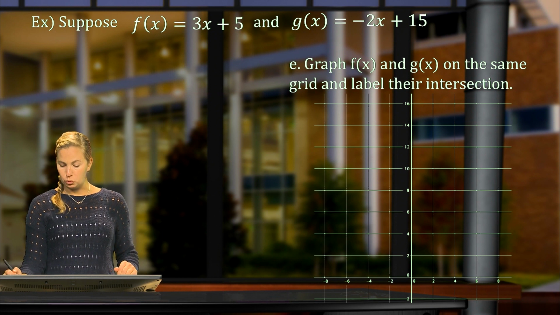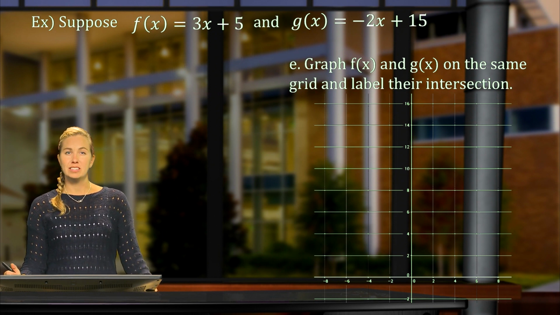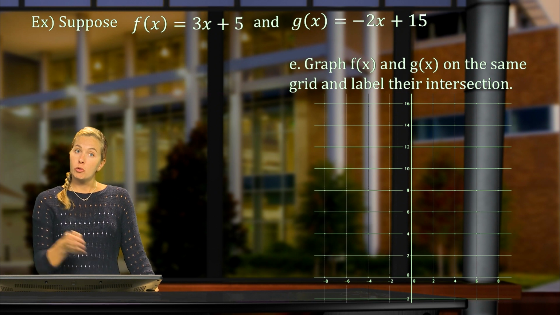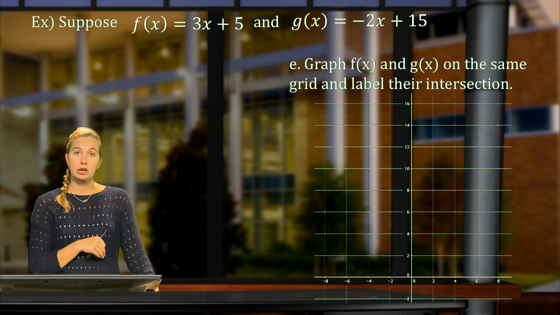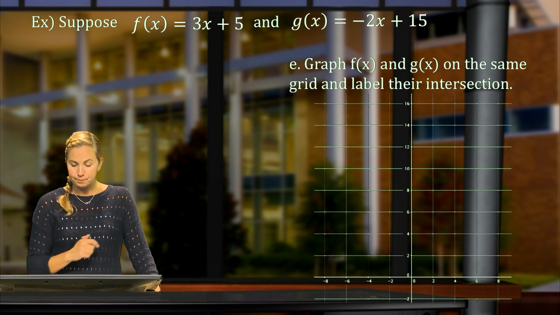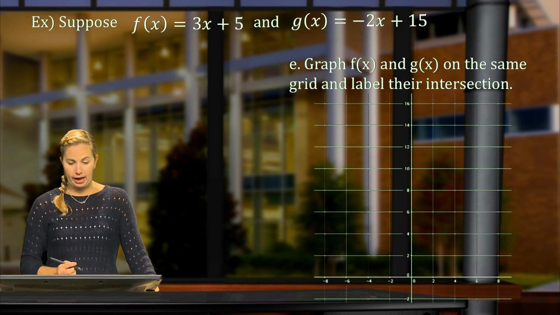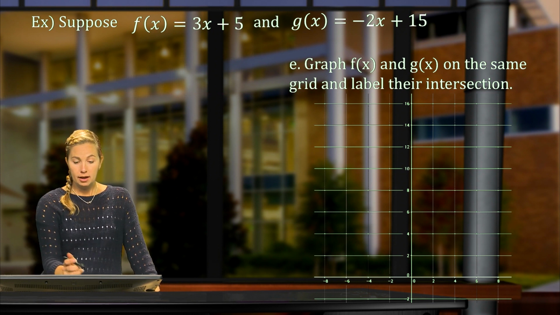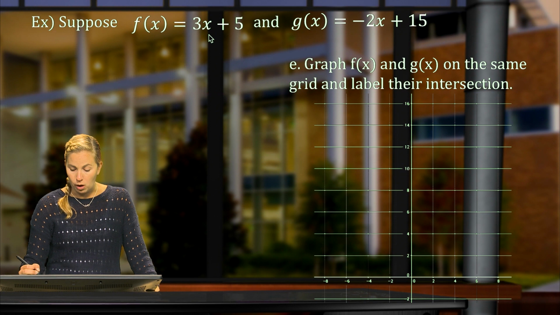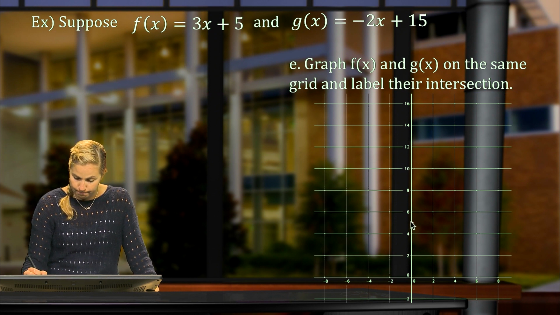And what we'll do here is we'll start graphing these two equations, and this will just reinforce those concepts and the ideas that we are looking at in parts A through D. So starting with f of x, I'm going to graph f of x in white. 3x plus 5. I have a y-intercept of 5.